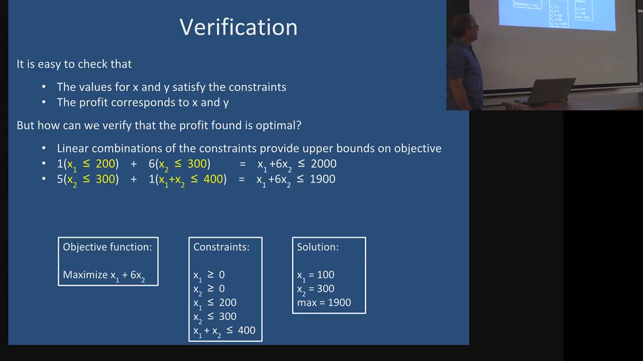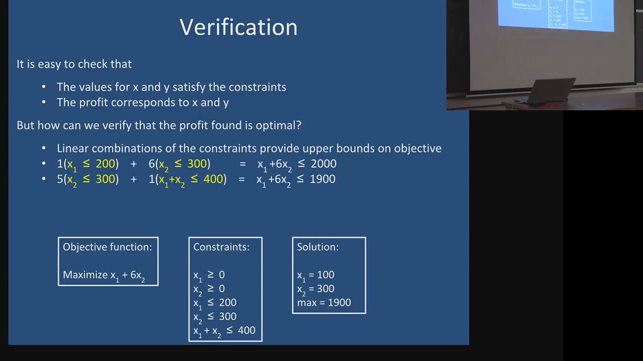And if you add two inequalities, you get an inequality. So we just do a linear combination of inequalities, and that gives us this. And that's saying that the objective function cannot be bigger than 1900. And we know it's possible to hit 1900. So there's our verification.